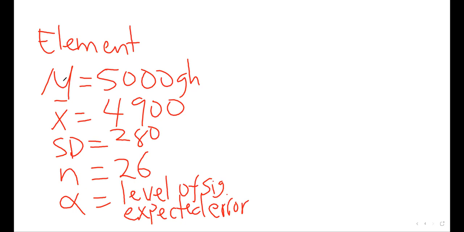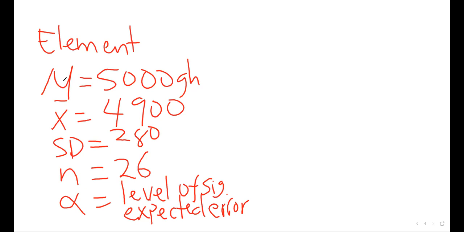Now, expected error. Let me give you a scenario. Anybody who tries to undertake any research is likely to make some mistakes. You're allowed to make some level of mistakes in your research analysis. That's fine. How many mistakes? Well, in terms of percentage, there are three main kinds of mistakes you can make, or three kinds of alpha, or three kinds of level of significance. The first one is 1%, then 5%, then 10%. These are probably the only main levels of significance, levels of mistakes you are allowed to make.